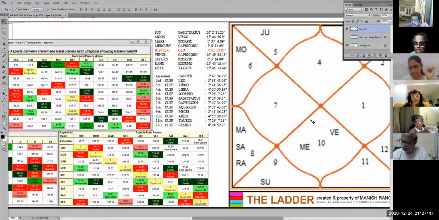Mercury's Capricorn is what? 10th sign, so 9 signs traveled. 9 times 30 is 270, plus 8, so 278. 278, right? So basically 278 minus 165 comes to how much? 113.